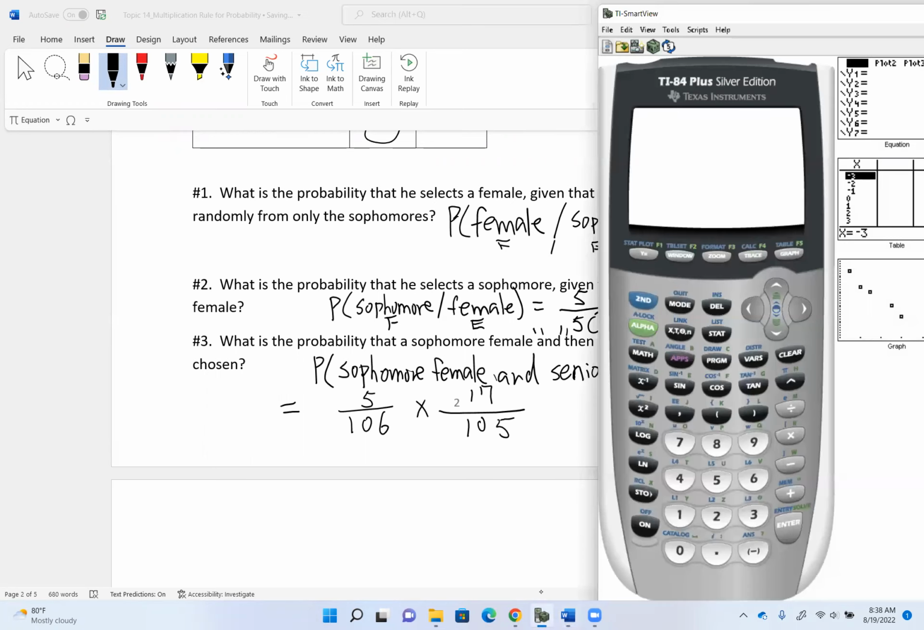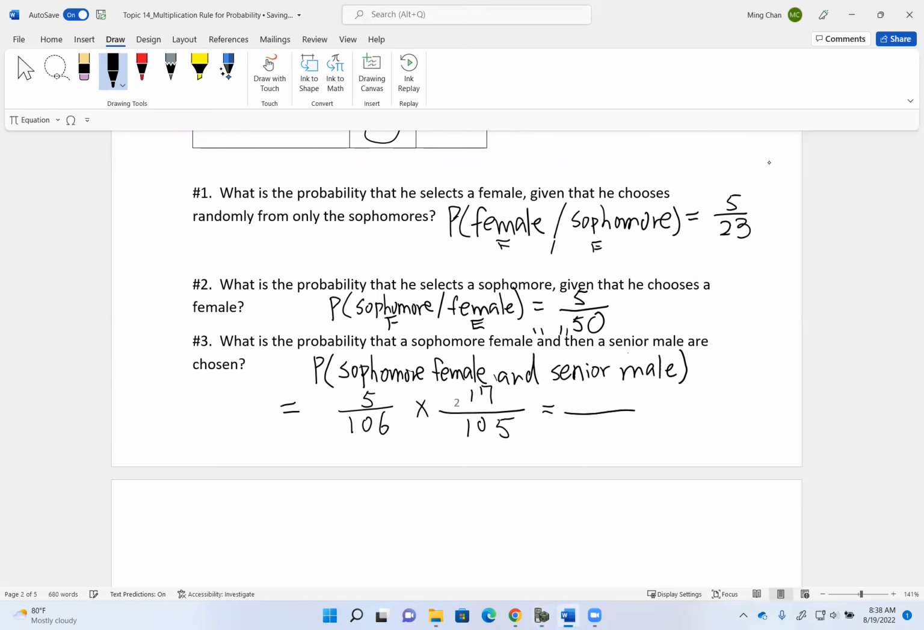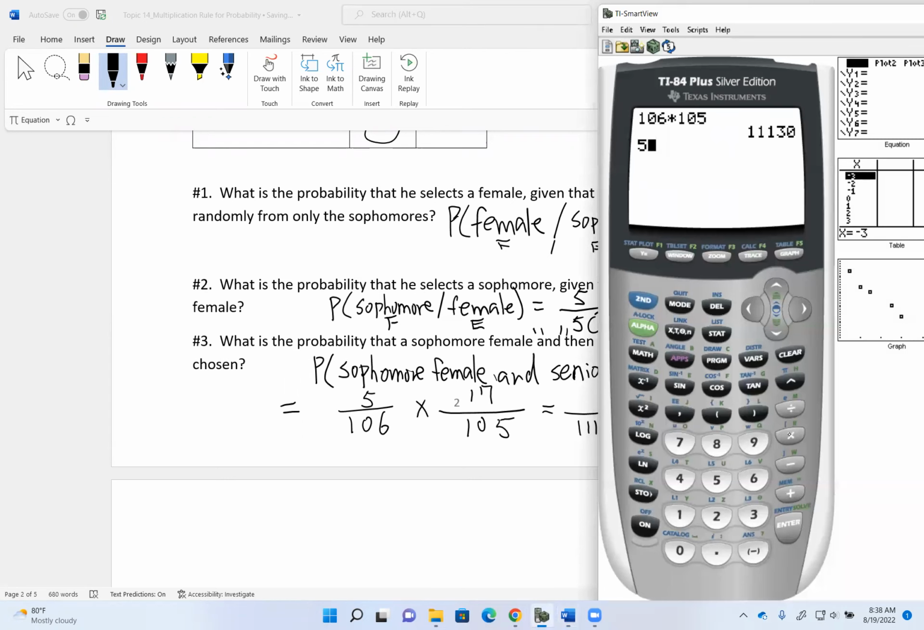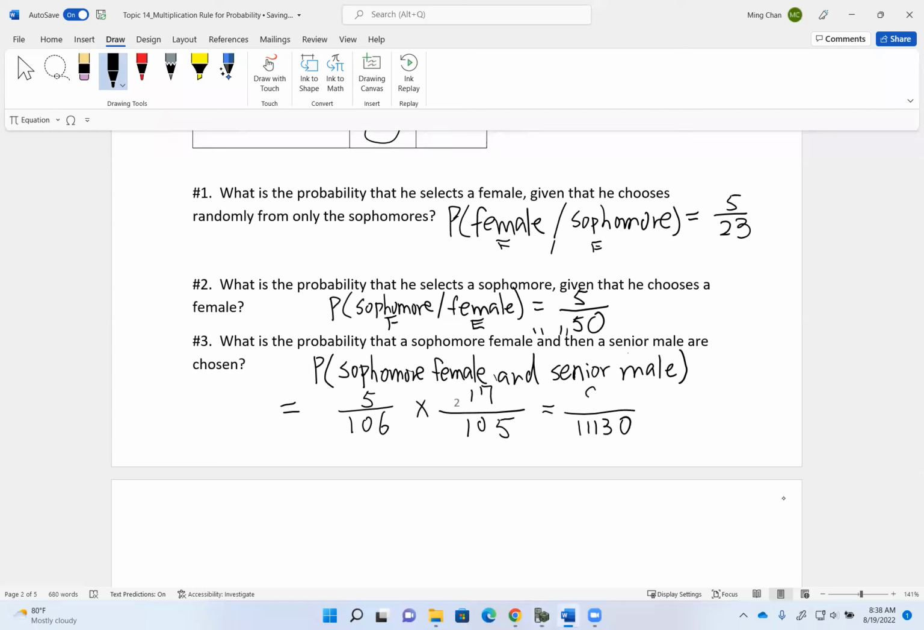So here, real quick in the calculator, it's going to be a real big number. 106 times 105 gives me this big old number, 11,130. 5 times 17, that's 85. So there are 85 ways out of 11,130 possible outcomes. If you divide this in the calculator, you will see what the percentage is, which is real small.